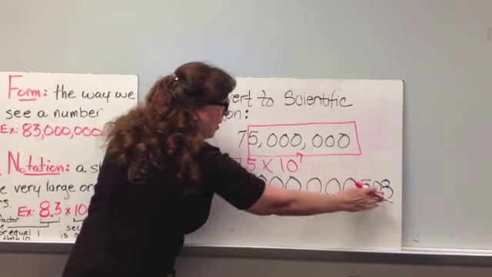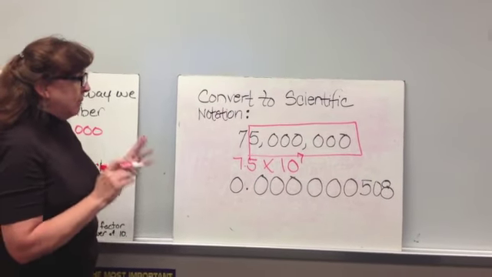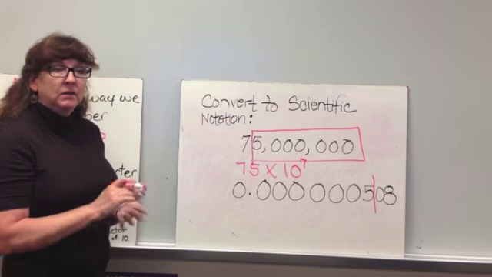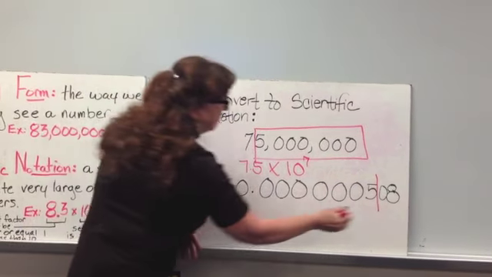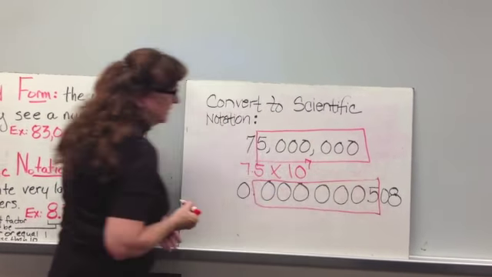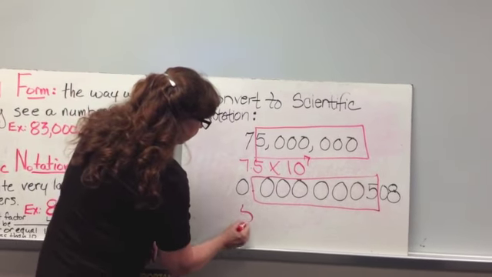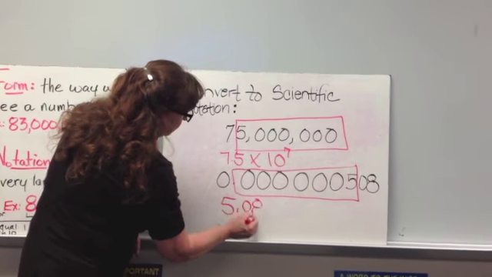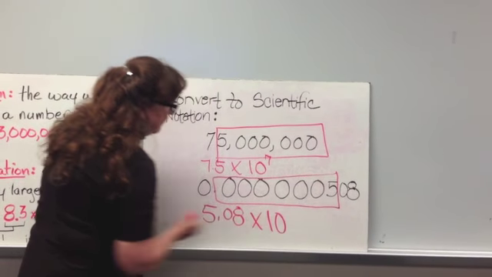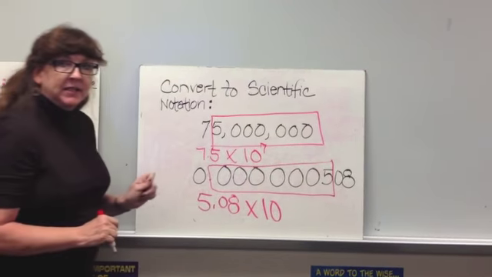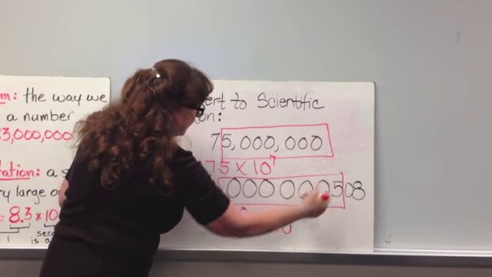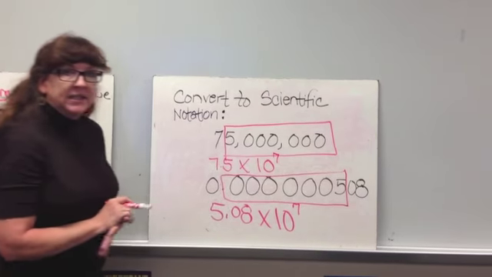This number is a very small number, so it's going to be a little different. But I still have to follow those rules. So I'm going to come over here, and I'm going to follow that first rule, a number greater than 1, less than 10, and I'm going to go ahead and build my box to my decimal point. So I know my first number is going to be 5.08. I have to have a multiplication sign, have to have a power of 10, and now I can count what's in my box to give me my exponent. 1, 2, 3, 4, 5, 6, 7. So there's 7 numbers in my box to give me my exponent.